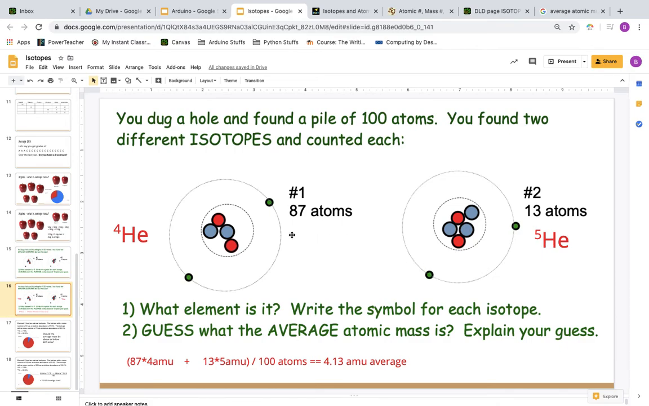Well, there's way more of the 4s than there are of the 5s. There's 87 of the ones with a mass of 4, and only 13 of them with a mass of 5. So what I need to do is add 4 plus 4 plus 4, 87 times, plus 5 plus 5 plus 5, 13 times. Add that all together to get the total mass, and then divide by the total amount of atoms, which are 100 atoms. I showed that down here. The average atomic mass is 4.13, closer to 4 than to 5.